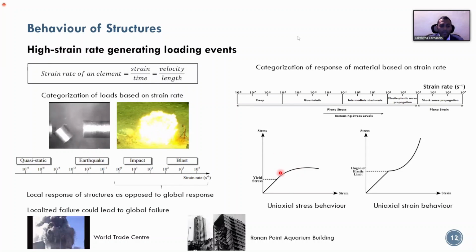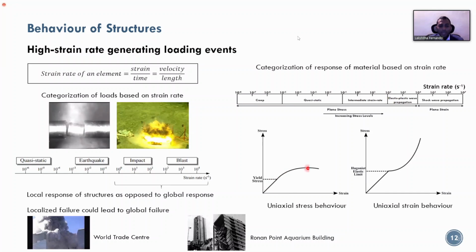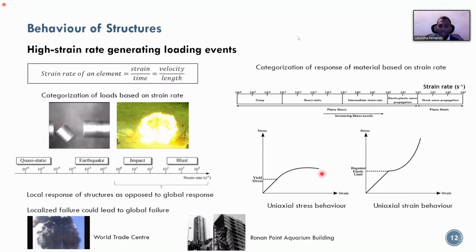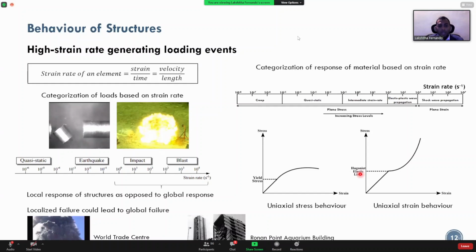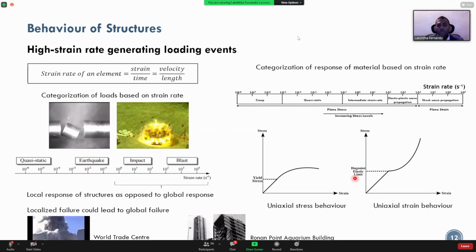Now, the one on the left is what we're generally used to seeing. There's a yield stress, and post yield stress there will be the plastic region, and there'll be a maximum stress, after which the stress will reduce. But now, quite strangely, in the case that we are dealing with in blast, there is an increase up to the yield point, and we don't call this the yield point anymore. We call this the Hugoniot elastic limit.